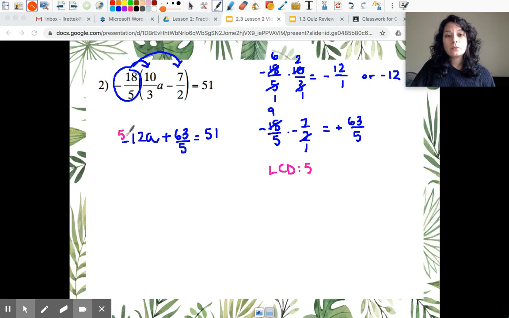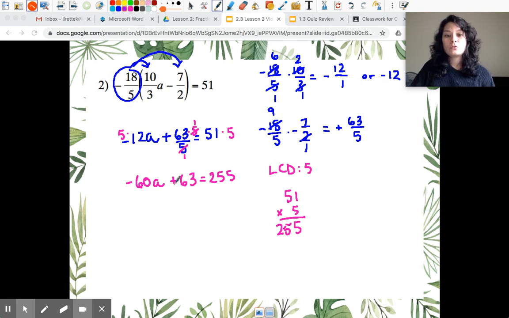So I'm going to take that LCD and multiply it to every single value in my equation. 5 times negative 12 is going to give me negative 60. Don't forget your variable. The 5s here for the fraction are going to completely cross reduce, leaving me with 1s. 63 times 1 is just going to give me a plus 63. And then 51 times 5, you might want to do that off to the side. 5 times 1 is 5. 5 times 5 is 25. So I get 255. And now it's a two-step.